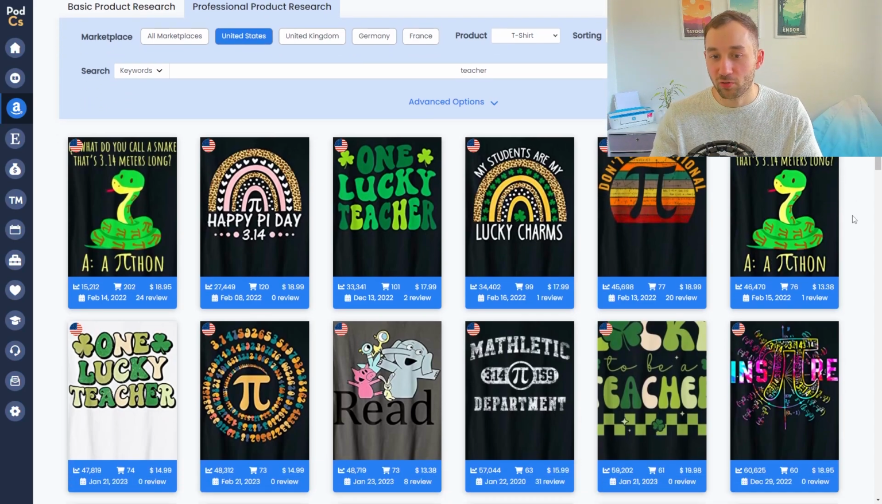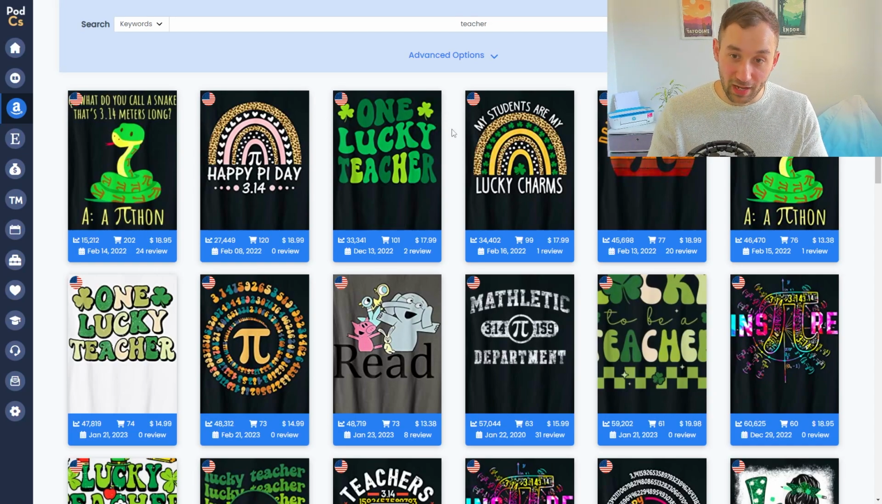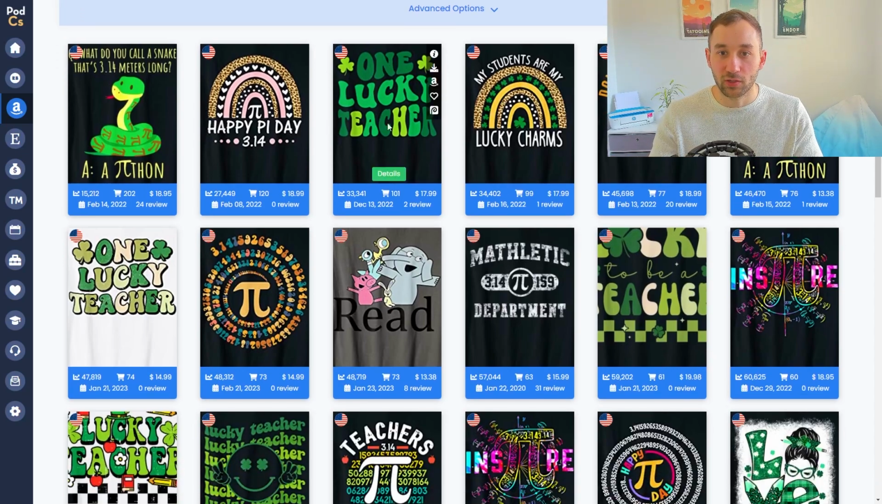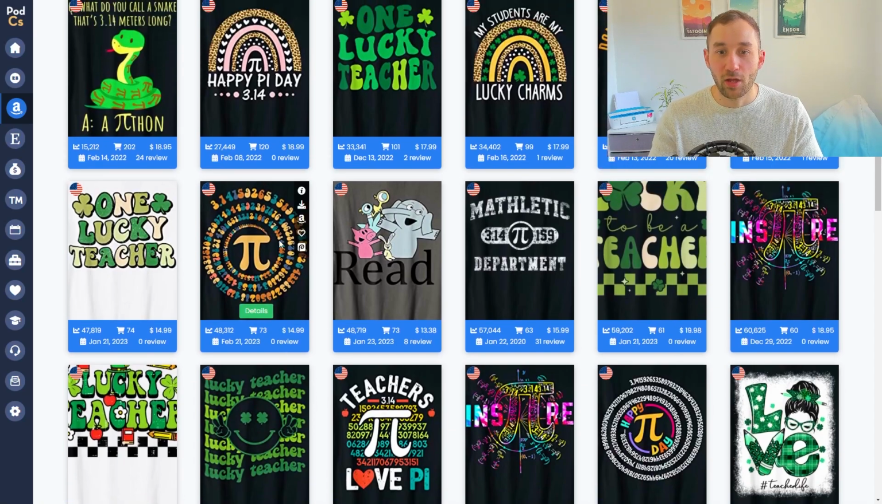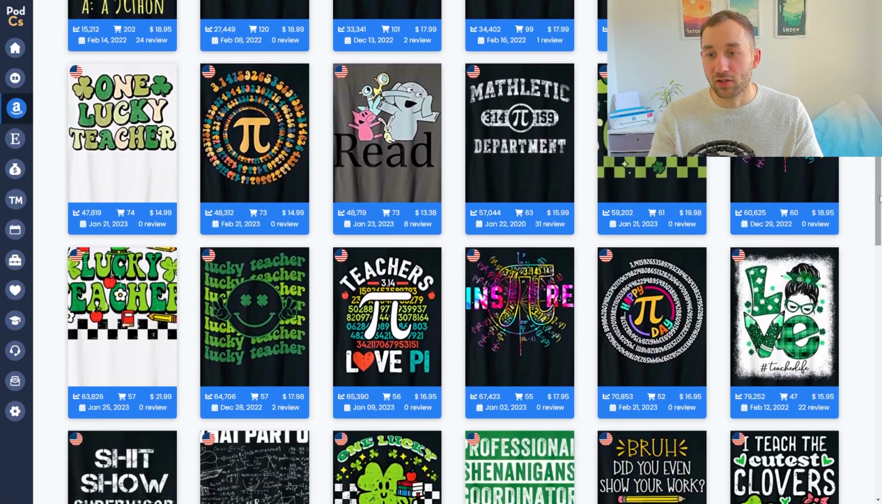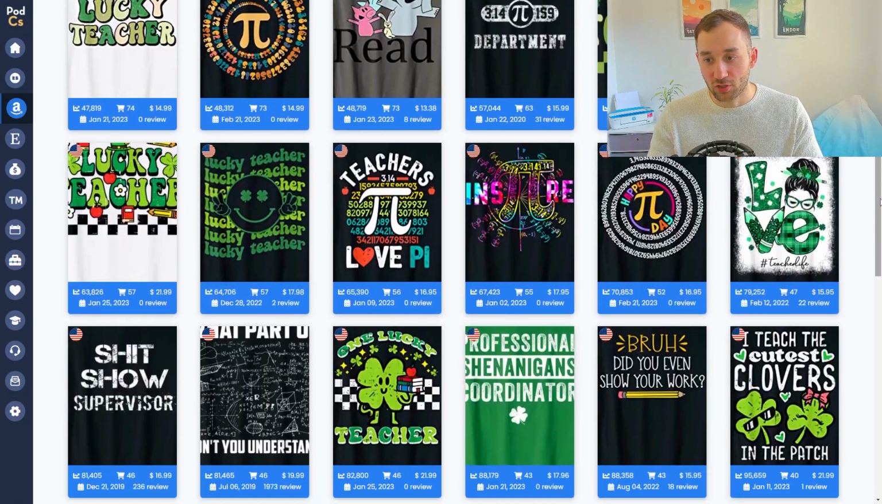So cross niching, we can see a ton of examples right here, and I'm recording this in the middle of March, so this is why there's a lot of these St. Patrick's Day designs selling. Pi Day is still a thing, and those sort of designs are really suitable for teachers if you cross niche those two topics.